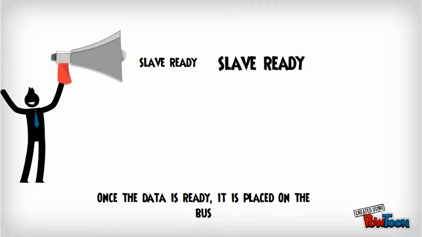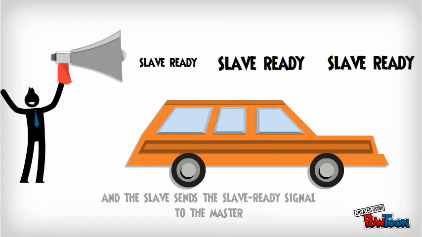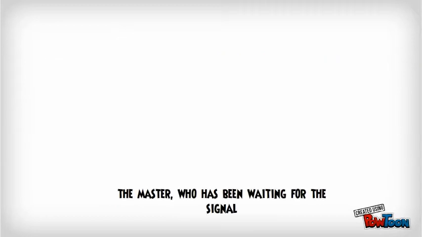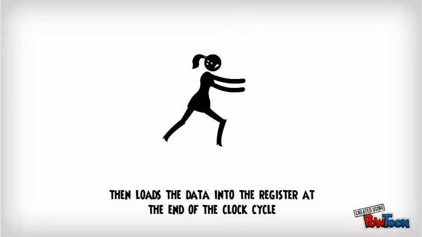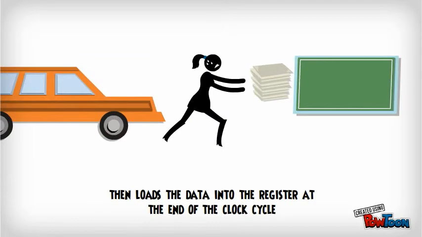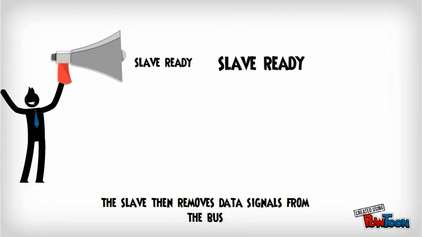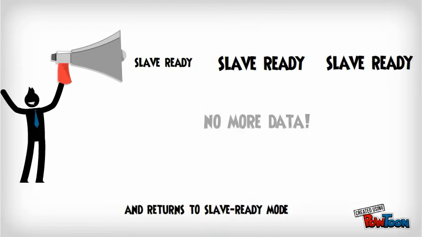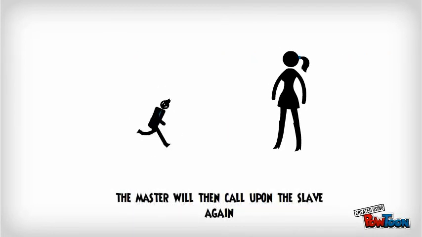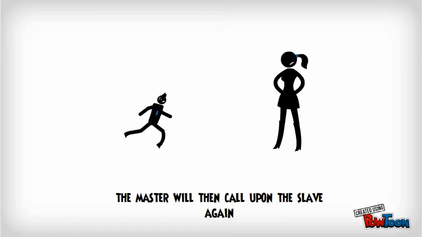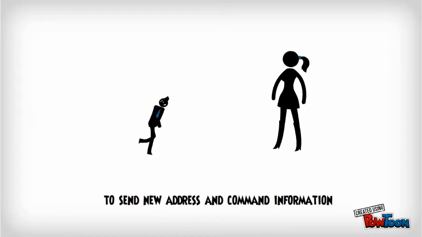Once the data is ready, it is placed on the bus and the slave sends a slave-ready signal to the master. The master, who has been waiting for the signal, then loads the data into the register at the end of the clock cycle. The slave then removes data signals from the bus and returns to slave-ready mode. With the bus transfer now complete, the master will then call upon the slave again to send new address and command information.